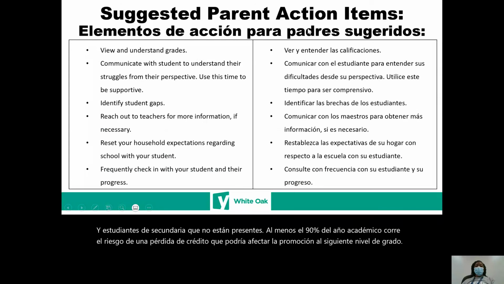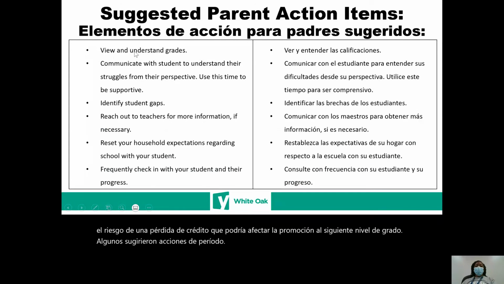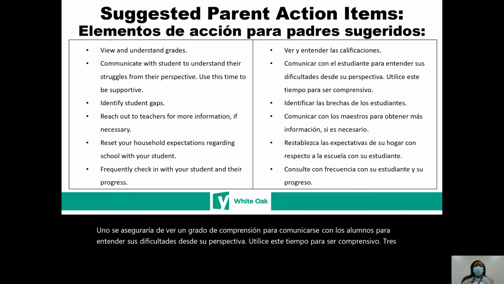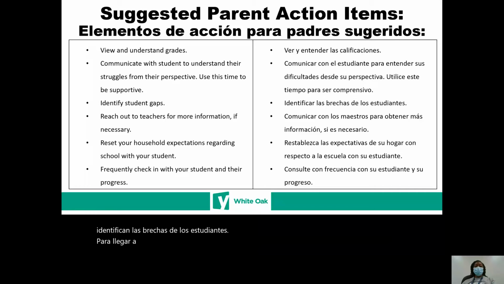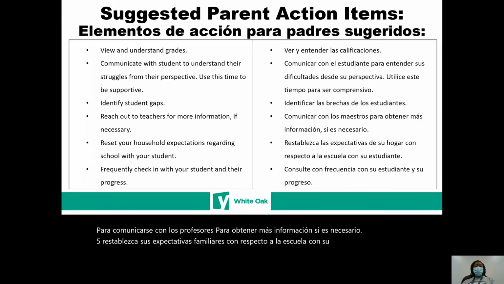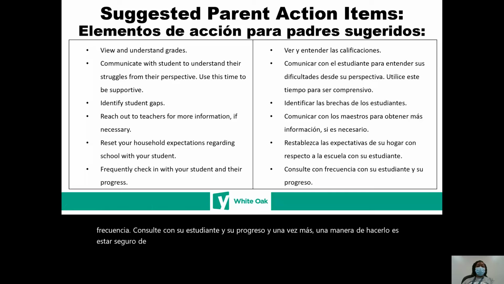Some suggested parent actions. One, you want to make sure you view and understand grades. Two, communicate with students to understand their struggles from their perspective. Use this time to be supportive. Three, identify student gaps. Four, reach out to teachers for more information if necessary. Five, reset your household expectations regarding school with your student. And six, frequently check in with your student and their progress. And once again, one way you can do that is being sure to log on to Skyward on a weekly basis to check your students' grades.